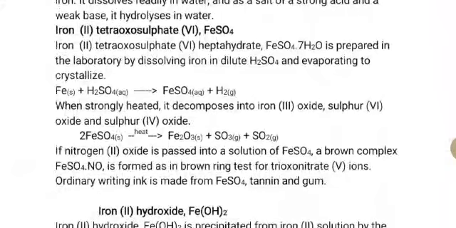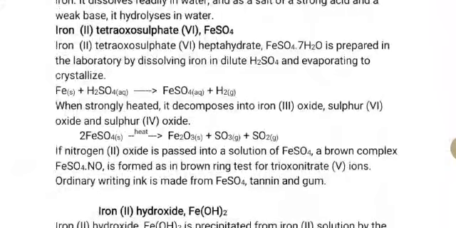Iron 2 tetraoxosulfate 6 heptahydrate, FeSO4.7H2O, is prepared in the laboratory by dissolving iron in dilute H2SO4 and evaporating to crystallize. That is, Fe plus H2SO4 gives FeSO4 plus H2 gas. That is, iron reacts with tetraoxosulfate 6 acid to give iron 2 tetraoxosulfate 6 plus hydrogen gas.